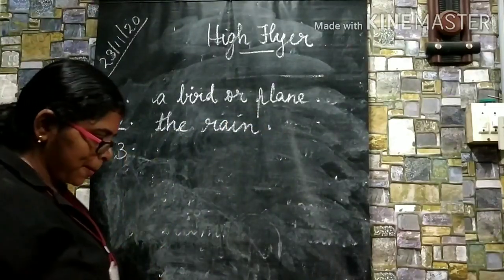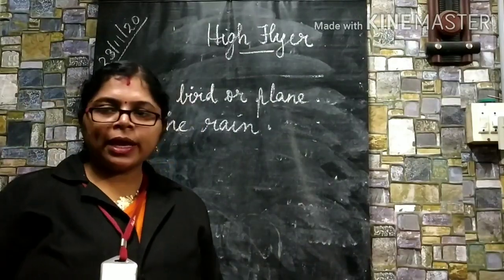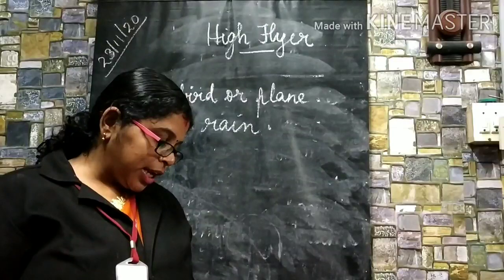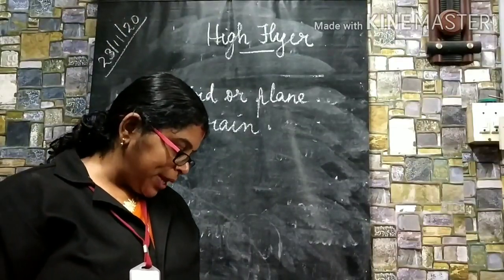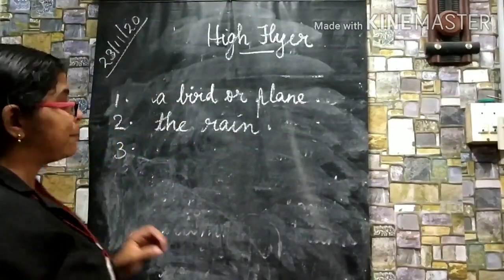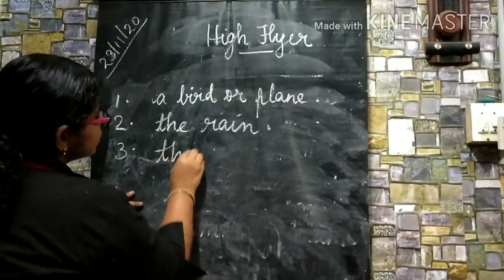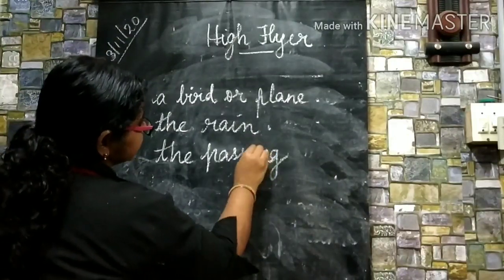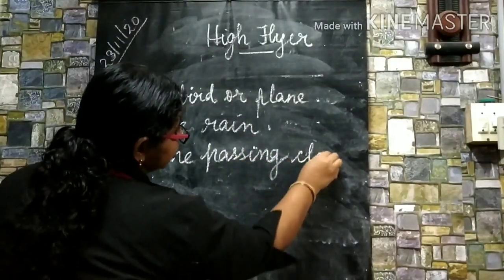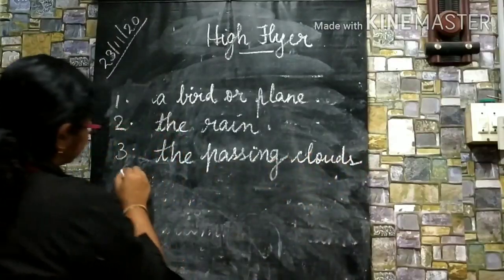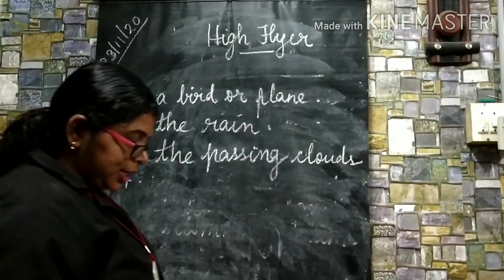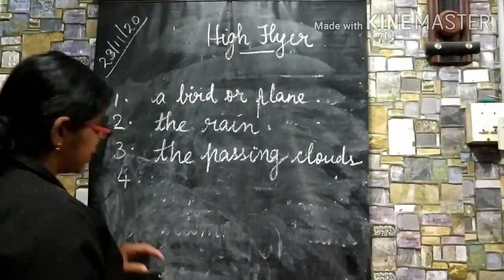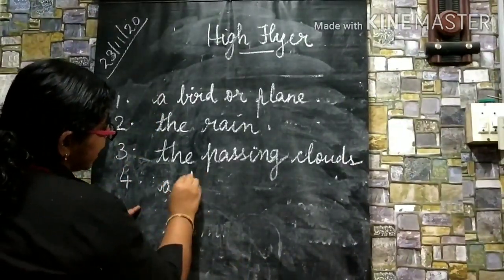Third one, it likes to play among dash and rise and sail in the air. It likes to play among what? The passing clouds. It goes on moving with the passing clouds. C-L-O-U-D-S, clouds. Now the next one, it loves the wind and has a, what does it have? It has a tail.